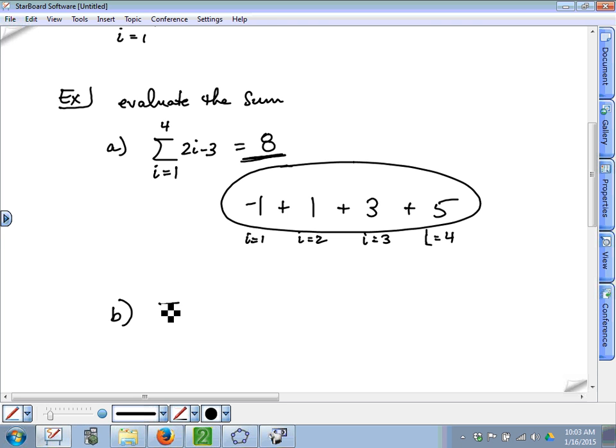So let's try this one. The sum from j equals 3 to 7 of j squared plus 2. Try that one.